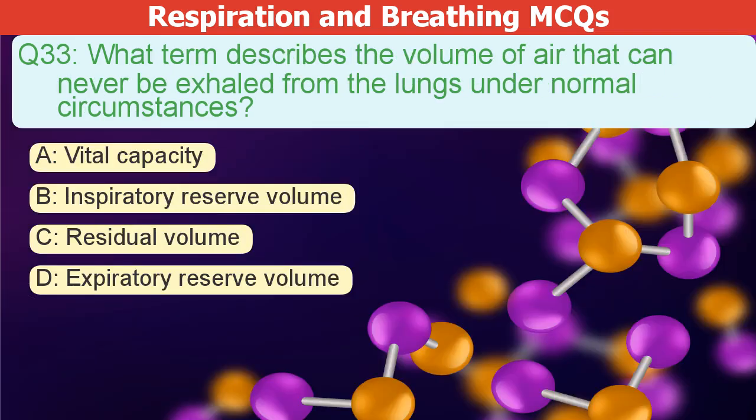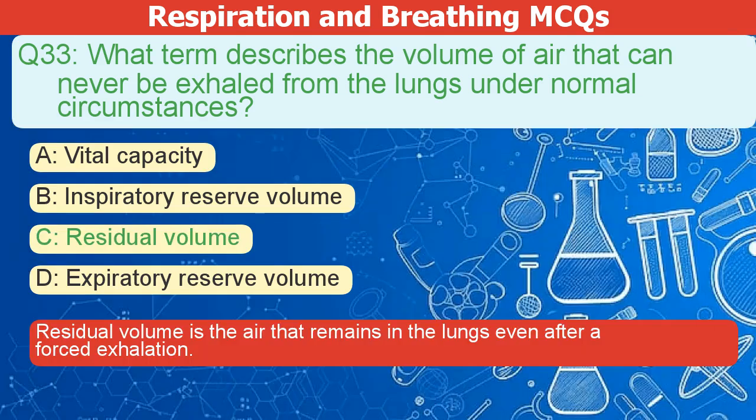What term describes the volume of air that can never be exhaled from the lungs under normal circumstances? A. Vital capacity. B. Inspiratory reserve volume. C. Residual volume. D. Expiratory reserve volume. The correct answer is C. Residual volume is the air that remains in the lungs even after a forced exhalation.